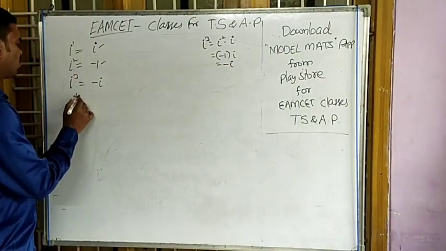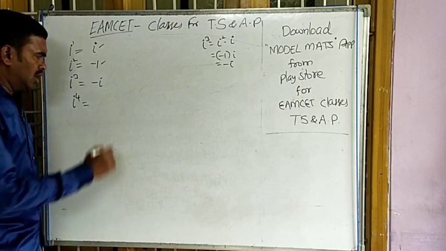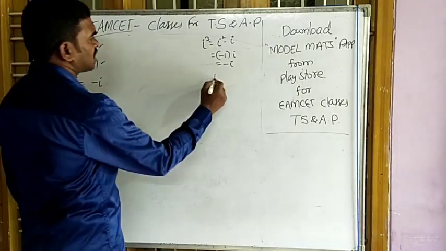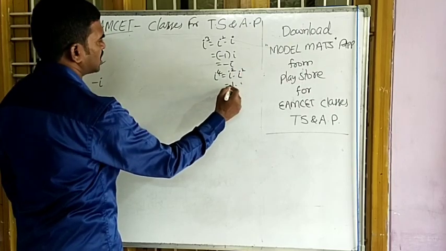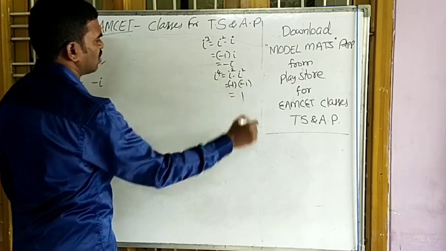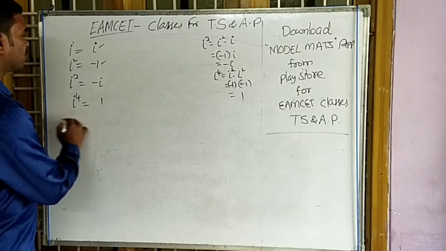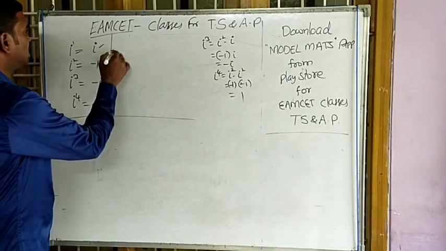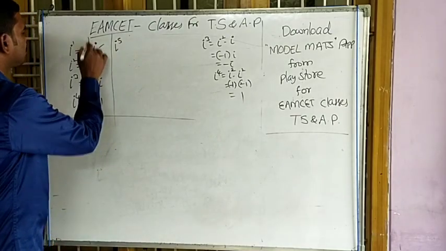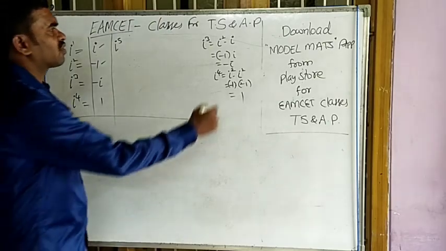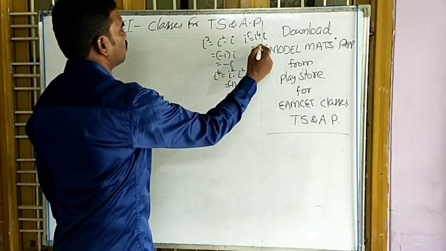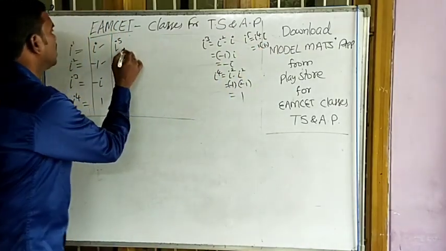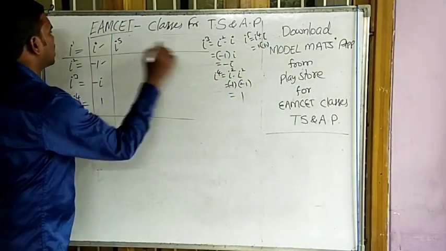Next, I power 4 is equal to 1. Because I power 4 means I square into I square, that is minus 1 into minus 1, that is 1. Okay, complete. Next, what is I power 5? I power 5 means I power 4 into I. What is the value? 1 into I. So I power 5 also we are getting I.